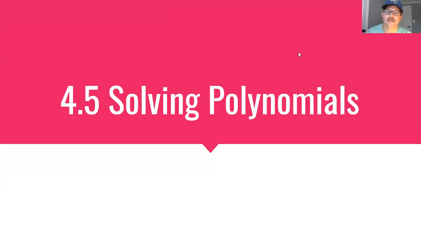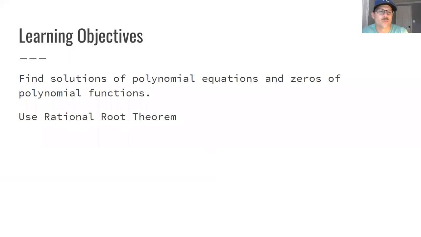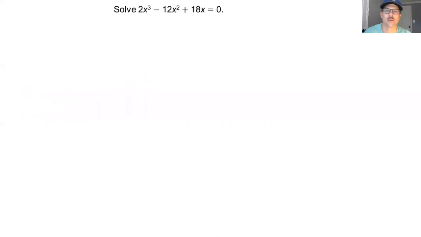All right, big ideas, Algebra 2, Section 4.5, solving polynomials. So we're going to be able to find solutions of polynomial equations and the zeros of those polynomial functions, and then use the rational root theorem as kind of an expansion to synthetic division that we talked about previously. So solving a quadratic that's of a higher degree than 2, which becomes a polynomial.